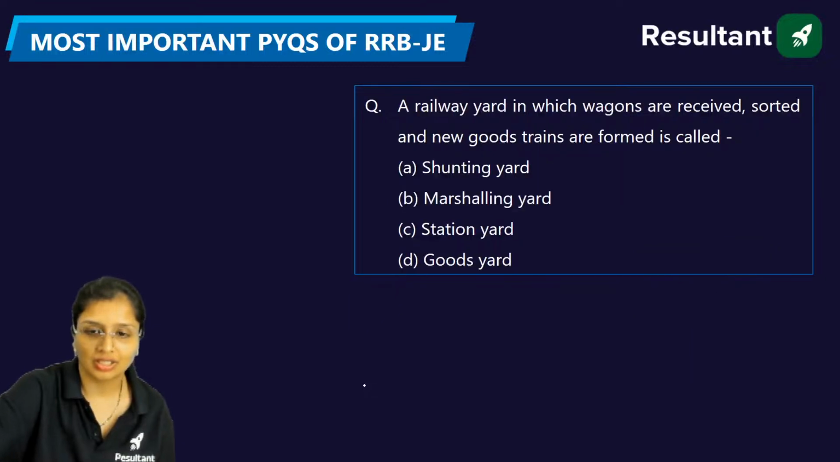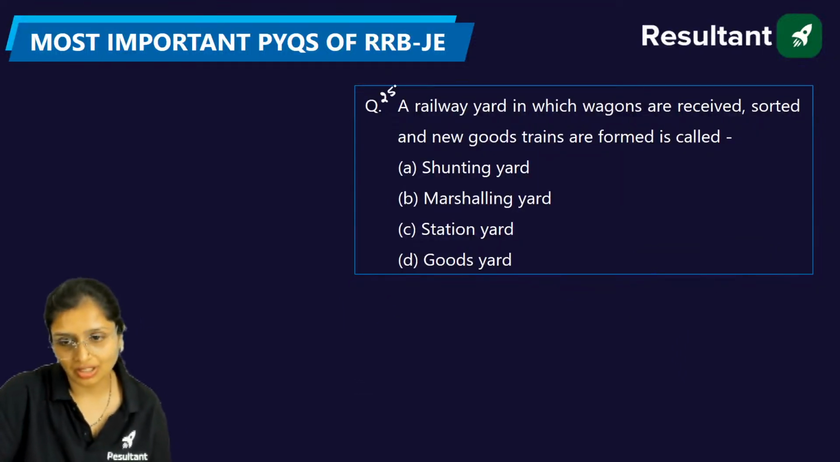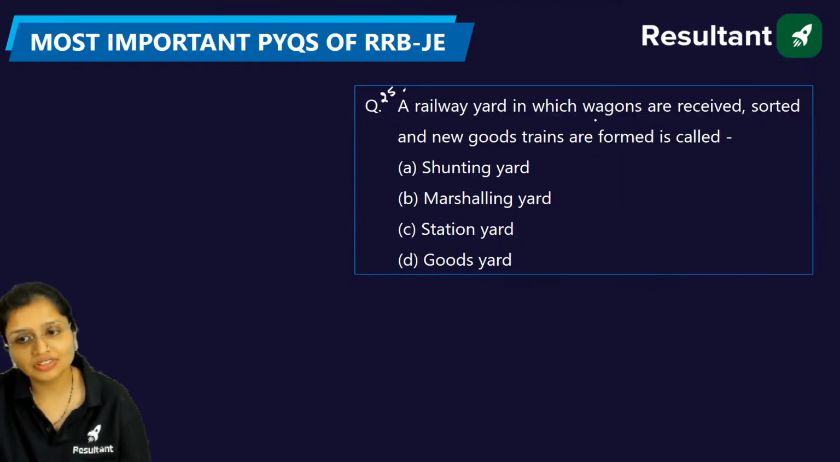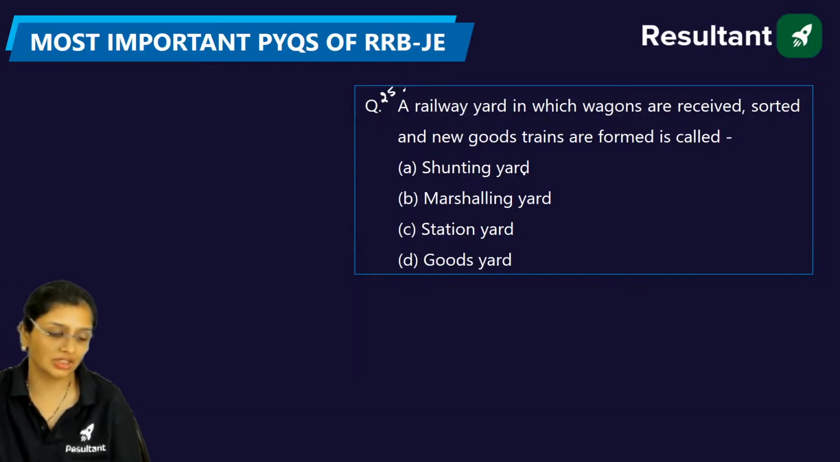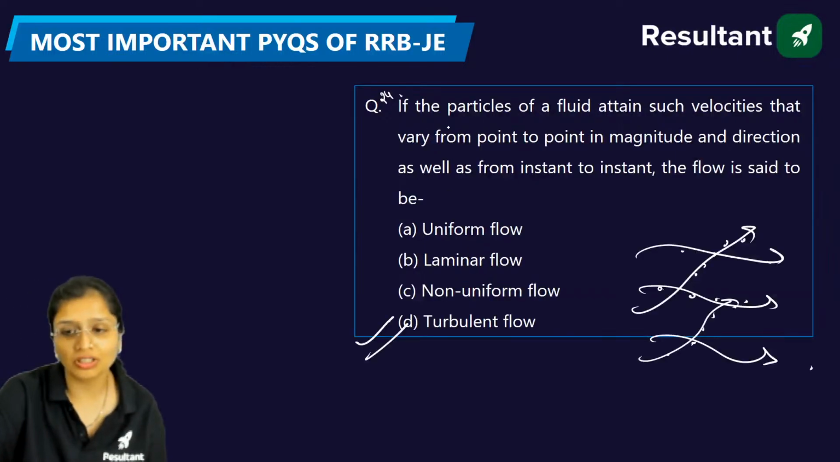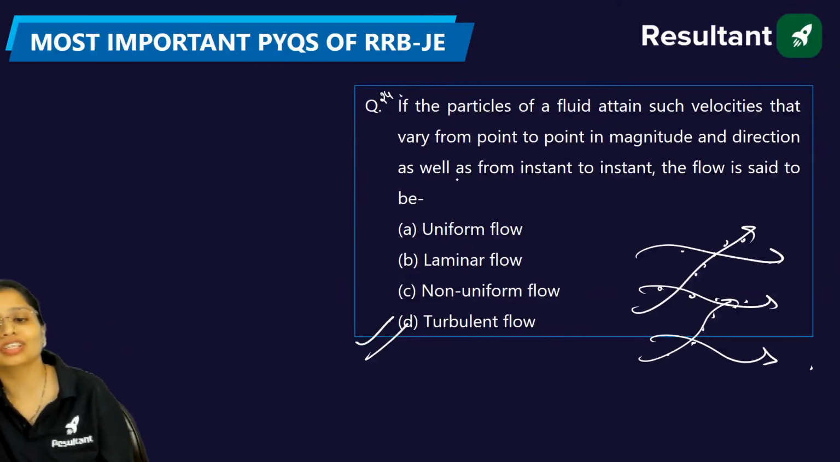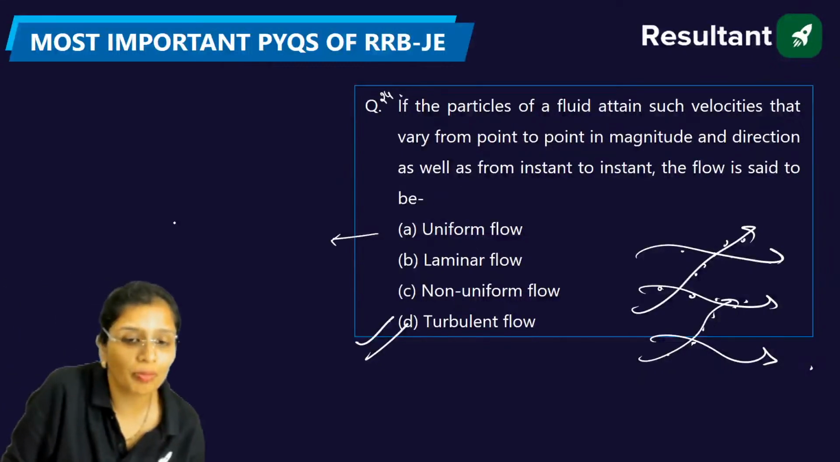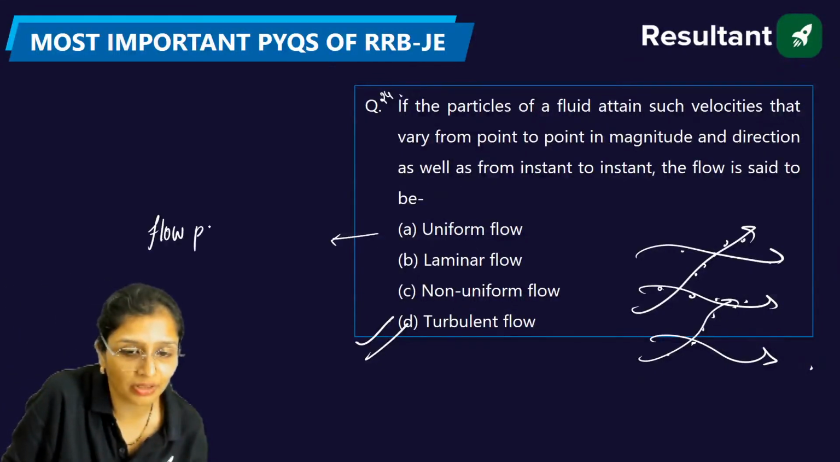Okay. Question number 25. A railway yard in which wagons are received, sorted, and new goods trains are formed. In uniform flow, that is the flow when the flow parameters are constant with respect to distance.